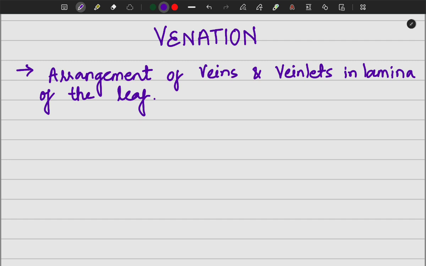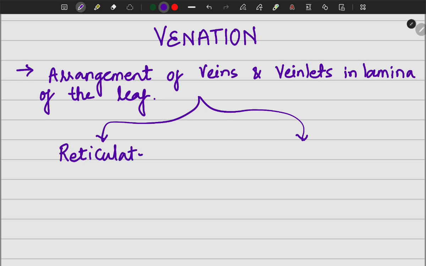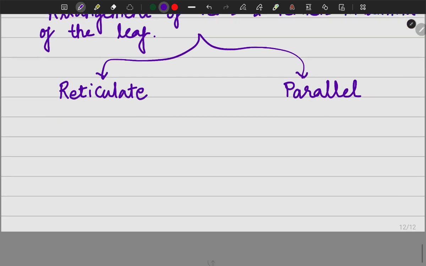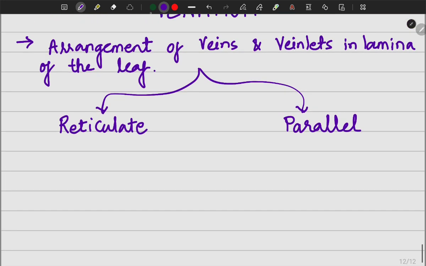This venation is of two types: reticulate venation and parallel venation. Let us study about these. It's a very simple concept actually. So what is a reticulate venation? When the veinlets in the lamina form a network or a mesh-like structure in the surface of the leaf, then that kind of arrangement is called reticulate venation.